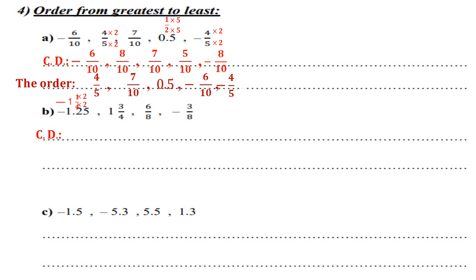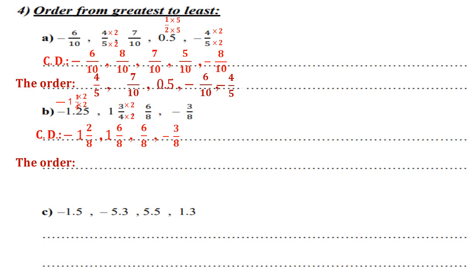I will multiply by 2 up and down, so it will be negative 1 and 2 over 8. And then I will multiply also by 2 up and down, so it will be equal to 1 and 6 over 8. 6 over 8 will be as it is, and negative 3 over 8 will be as it is.